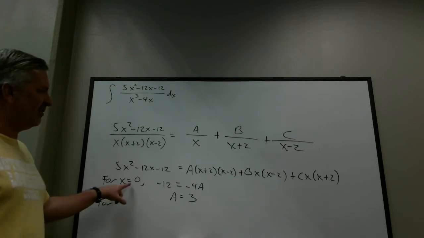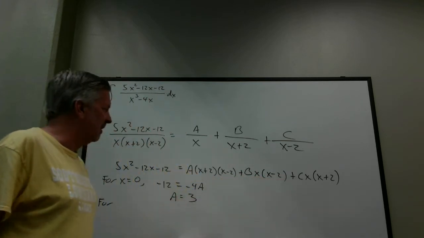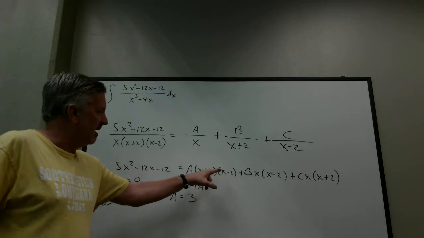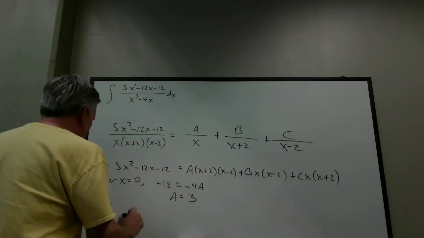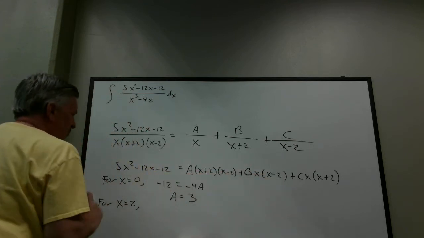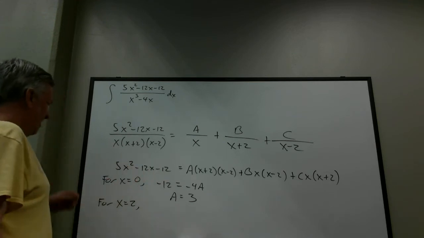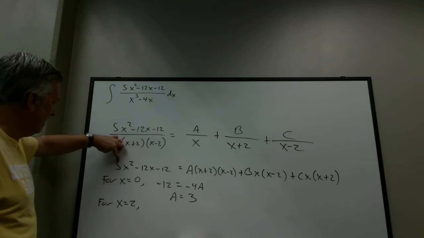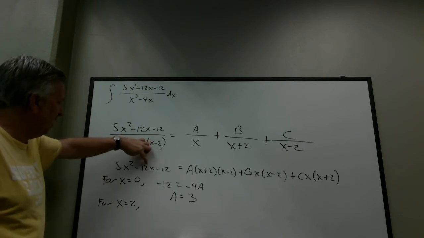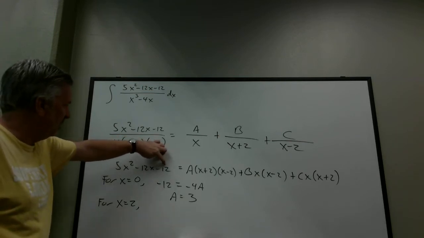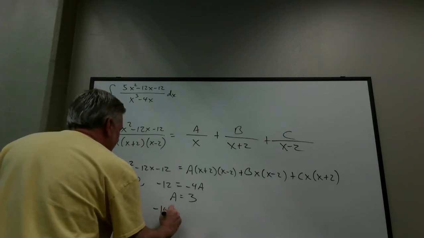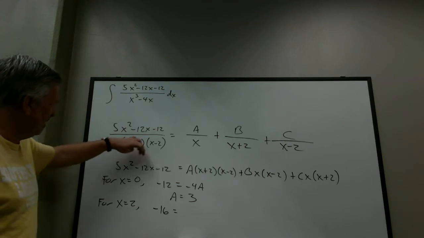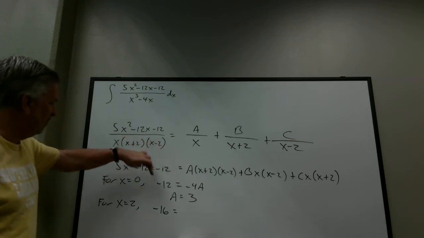Notice when I plugged in x as 0, I got rid of these two terms. What's another reasonable value to plug in? What if I plug in x as 2? Then these two terms will disappear. So for x equals 2, on the left-hand side, what do I get? Let me see, that's 4 times 5 is 20. Minus 24 is negative 4. Minus 12 is negative 16. Let me check myself. That's 4, that's 20, minus 12 is 8, minus 24 is minus 16, right.